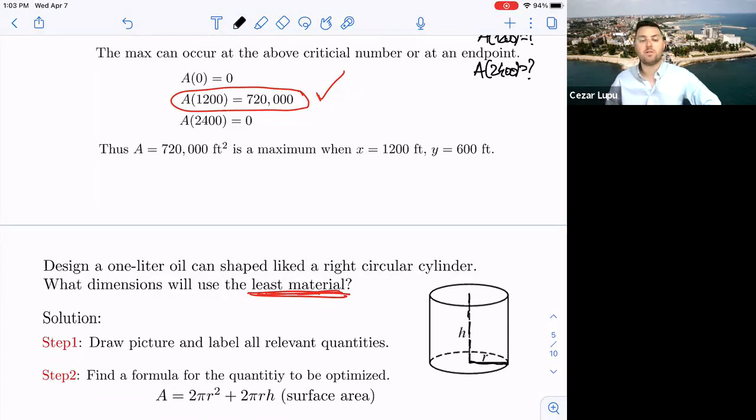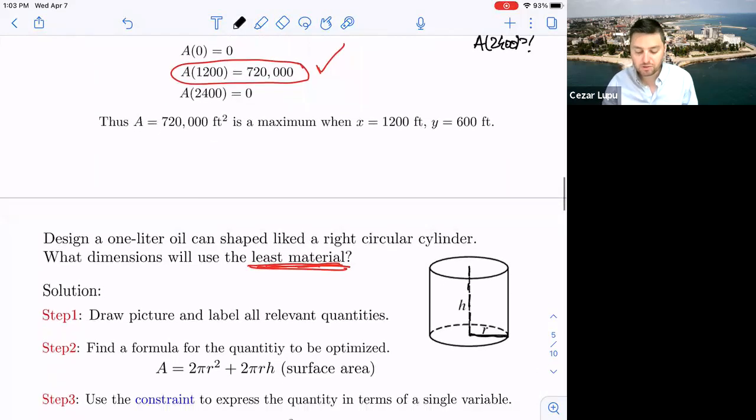So in other words, we need to minimize this function, right? We want to see the least material used. And what do we know? You see, we know that 1 liter is 1,000 centimeters cubed, right? So we would like to use this constraint. But maybe we know something about the volume of this circular cylinder. And the volume, let me remind you.